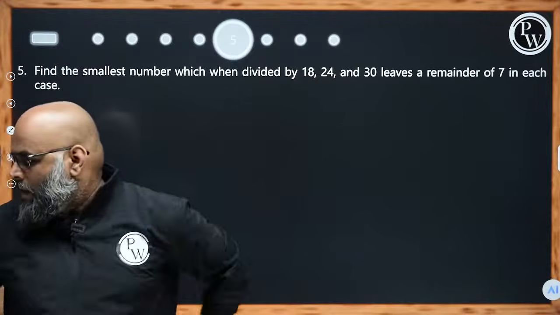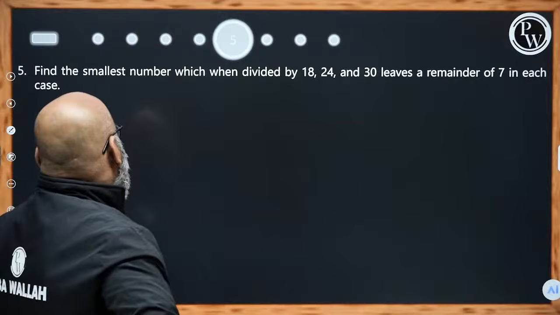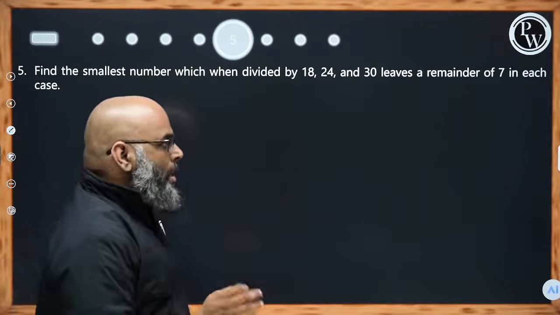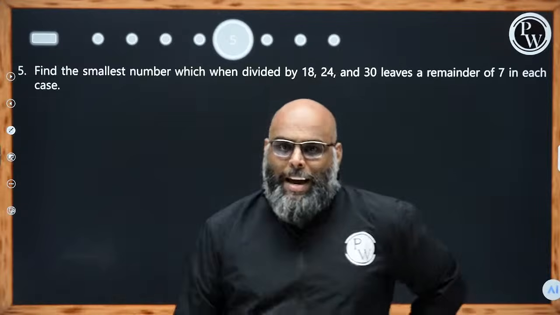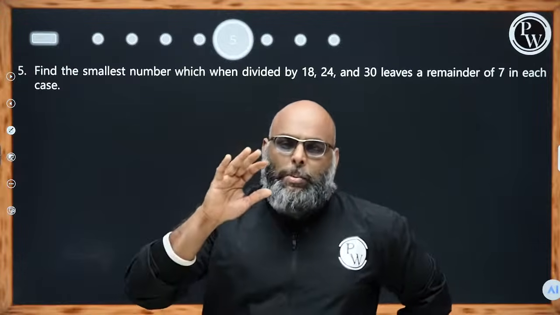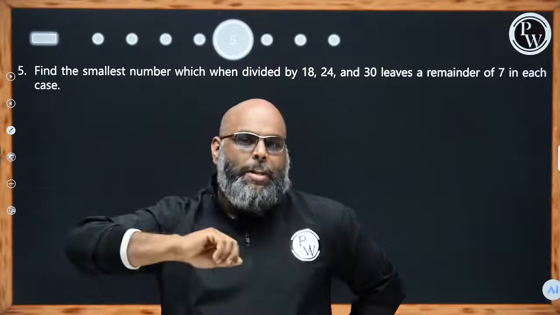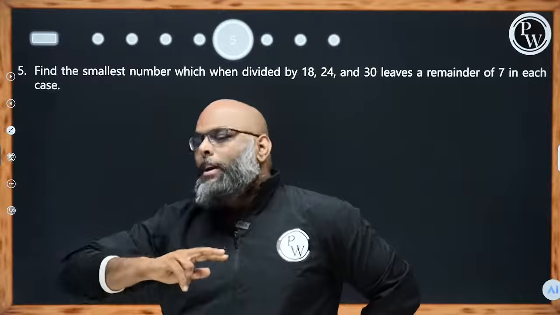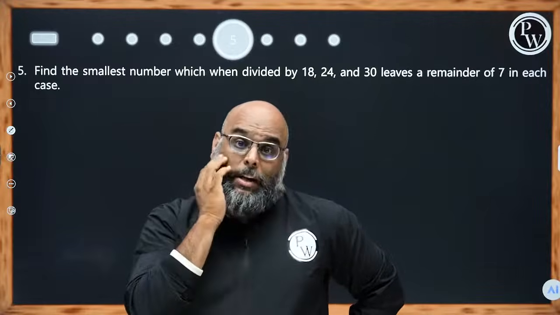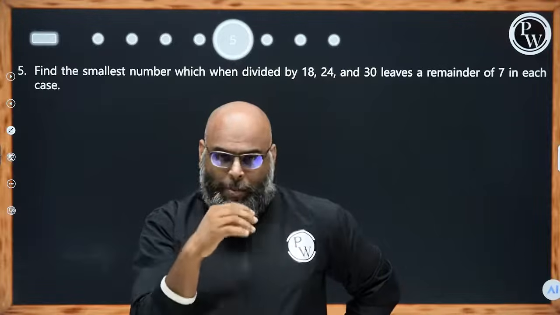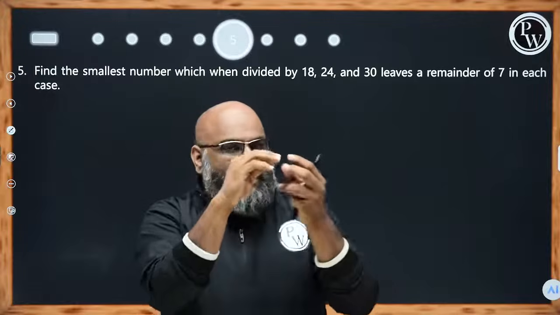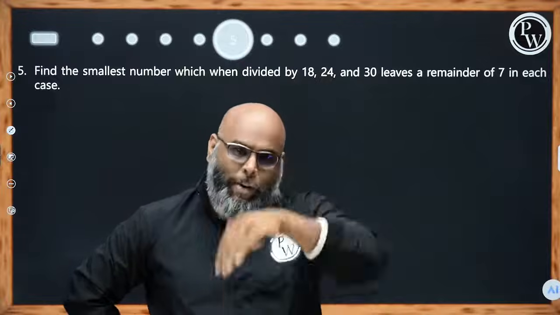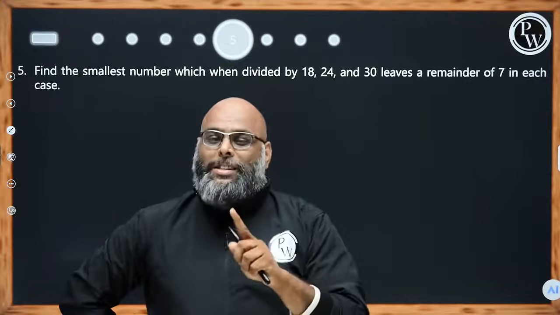In case of LCM questions of this one, find the smallest number which when divided by 18, 24 and 30 leaves a remainder of 7 in each case. Now they are telling me, give me a number that is divisible by 18, 24 and 30. The number should be divisible by 18, by 24, by 30. But it should give you a remainder of 7 in each case, which means there is a number which is 7 more than a number divisible by 18, 7 more than a number divisible by 24, 7 more than a number divisible by 30.